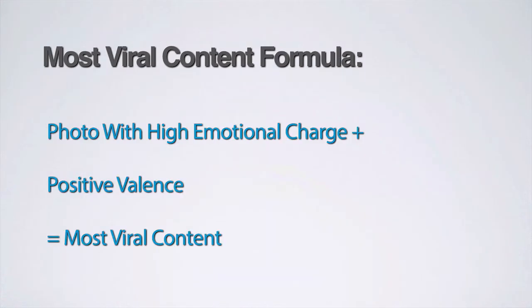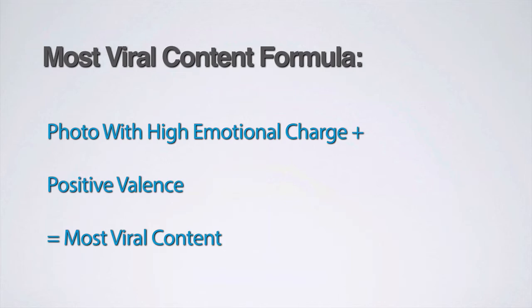So write this down. Here's your most viral content formula. It's a photo with a high emotional charge plus a positive emotion or valence. Okay? So it's a photo with a high and positive emotional charge. Now, it can also be a video, it can be in other formats as well. But it's usually an image or a video with high and positive emotional content.